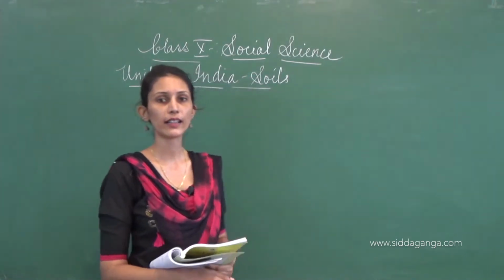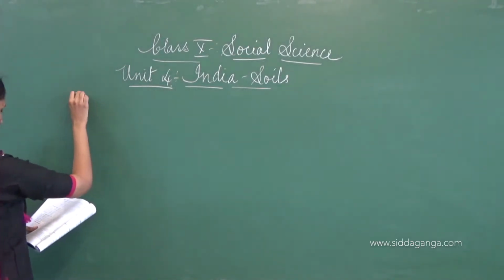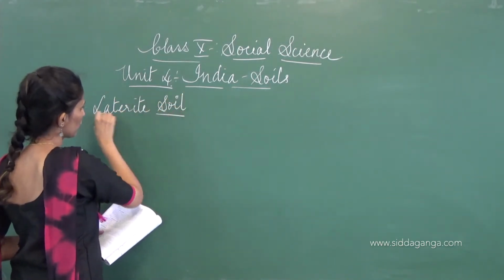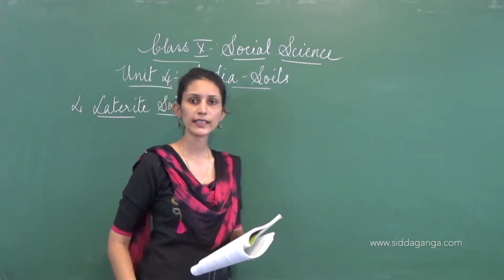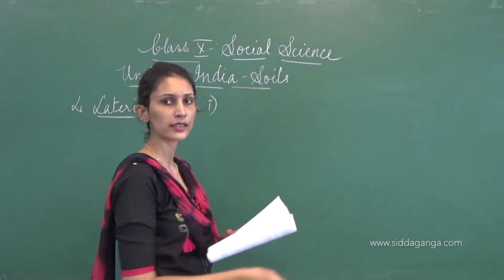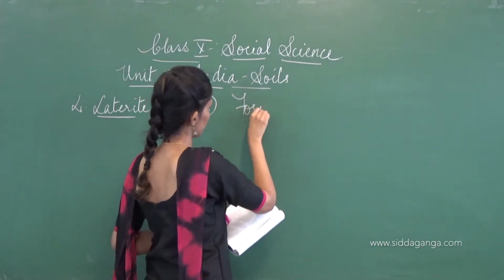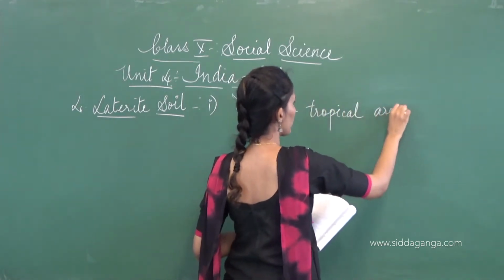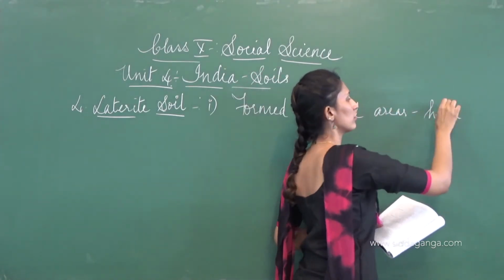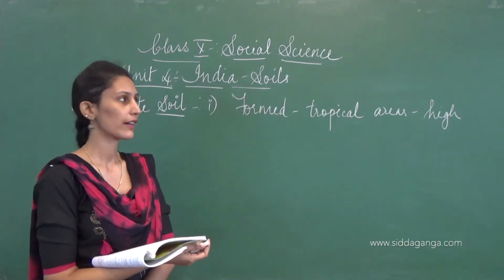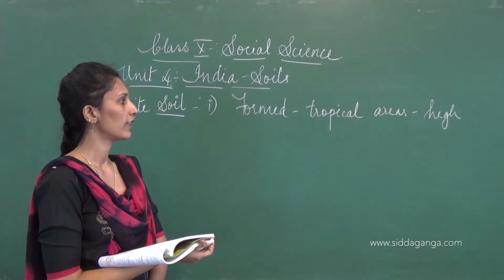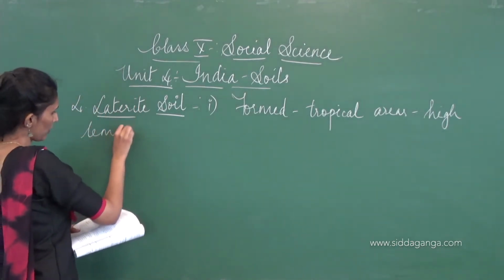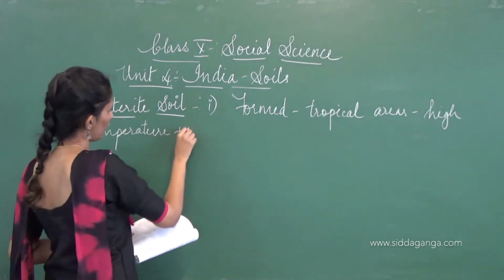So let's get into laterite soils and understand what the features of laterite soil are. This is the 4th one, laterite soil. Now these laterite soils are formed in tropical areas where there is high temperature as well as high rainfall. Laterite soil is formed in the tropical areas where there is high temperature along with rainfall.